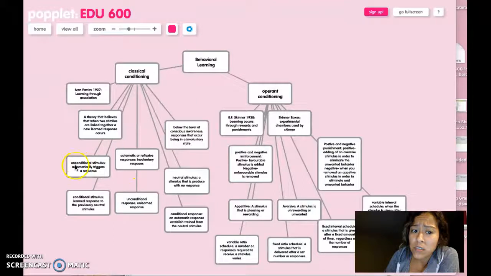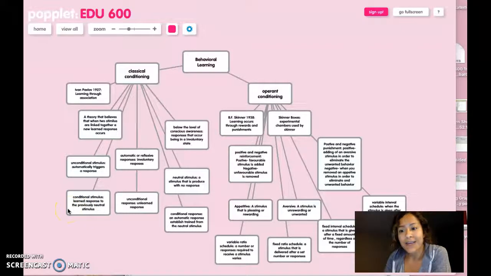Then you have your unconditional stimulus, which is automatically triggered. It's a trigger response. And then you have your neutral stimulus, which is a stimulus that is produced with no response. Then you have your unconditioned response, which is an unlearned response, and the conditional response, which is an automatic response that is established, trained from the neutral stimulus. And then you have your conditional stimulus, which is a learned response to the previous neutral stimulus.